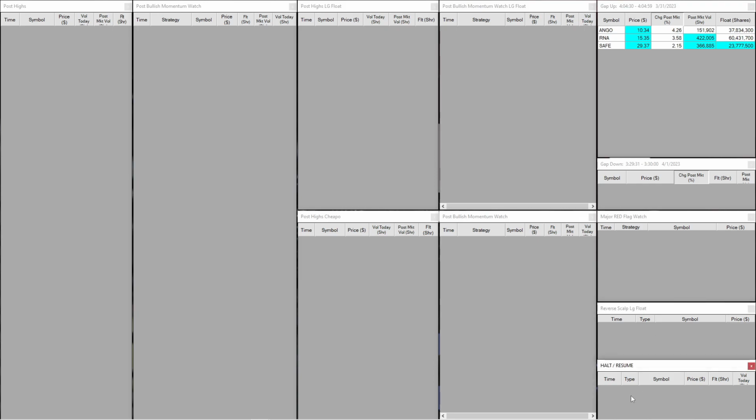Below that, halt and resume scanner, same idea as before, guys. That is our halt and resume scanner. It'll let you know what stocks are halting and which ones are still going.